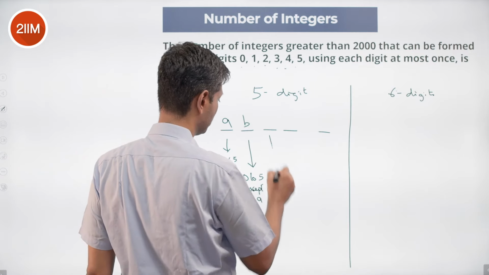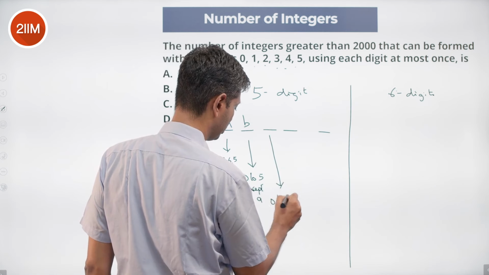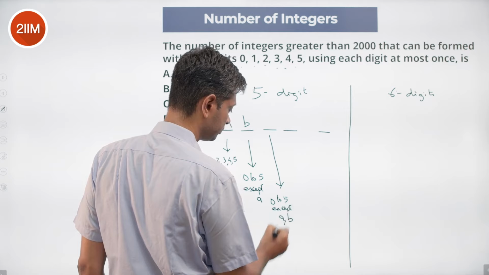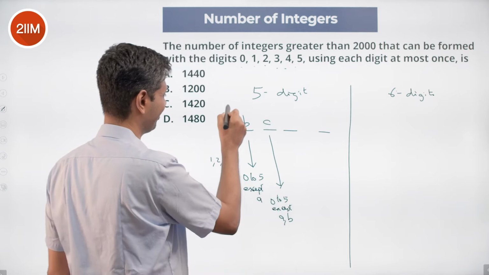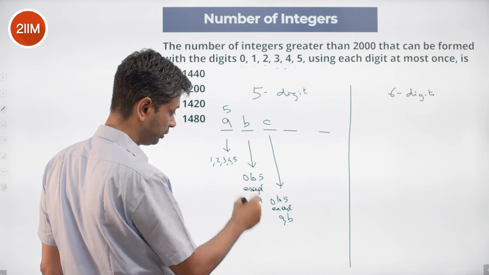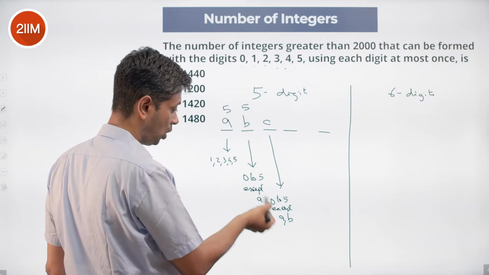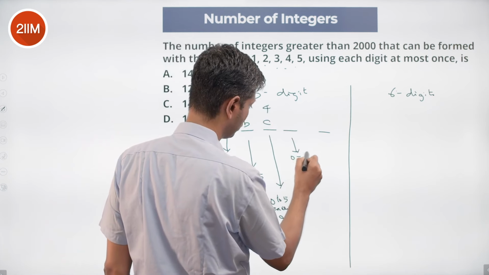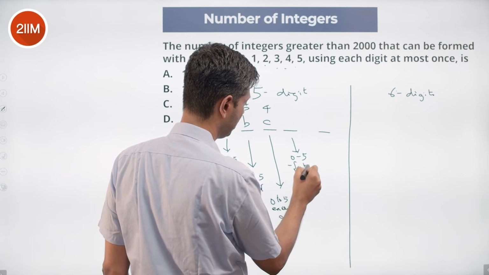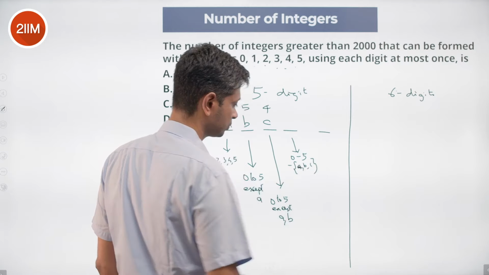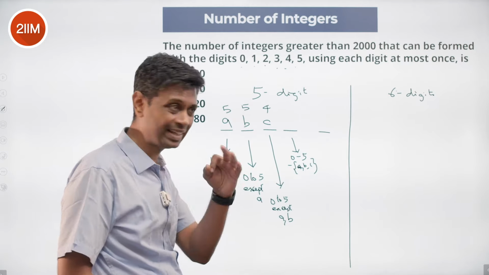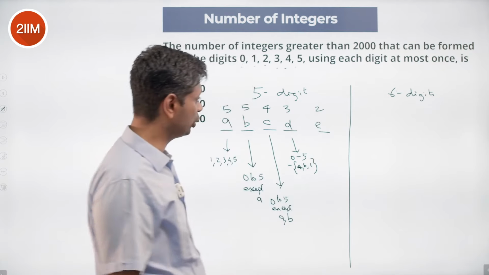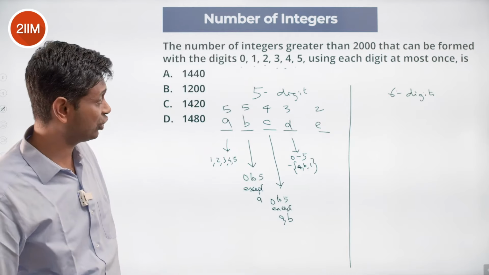Call this B. This digit, 0 to 5, except A and B. There are 5 options for this. Out of 6, we subtract A, 5 options for this. Out of 6, we subtract A and B, 4 options for this. Here, what we do? We'll say 0 to 5, minus of A, B, and C. Out of 6 options, we subtract 3. 5 into 5 into 4 into 3 into 2. Not many 5 digit numbers are possible.